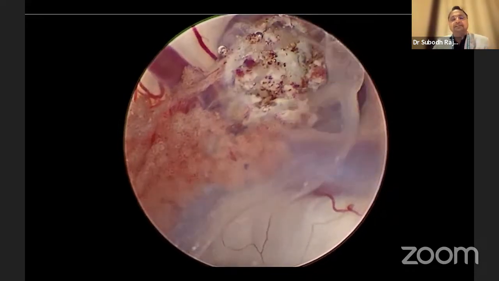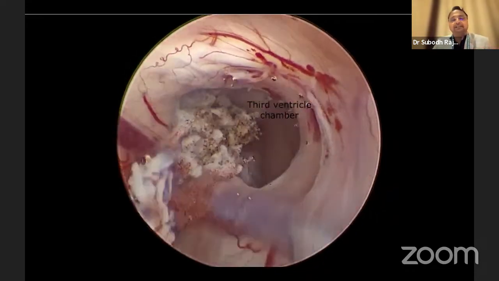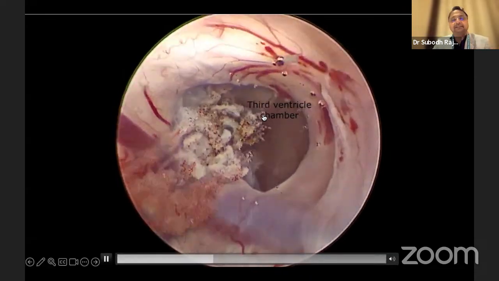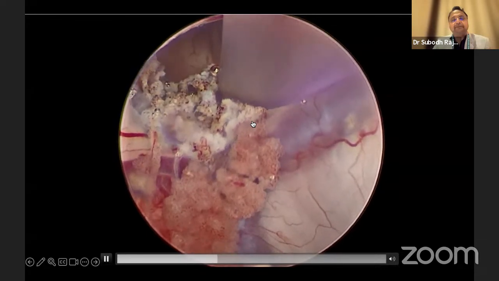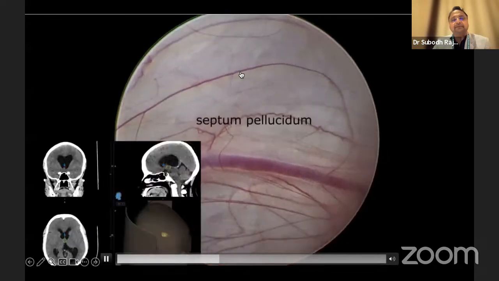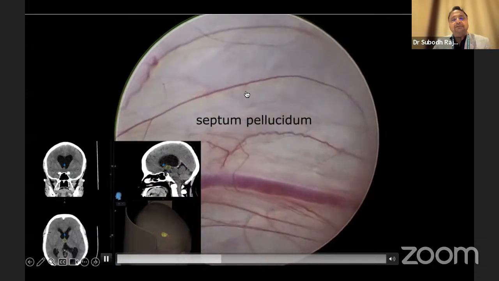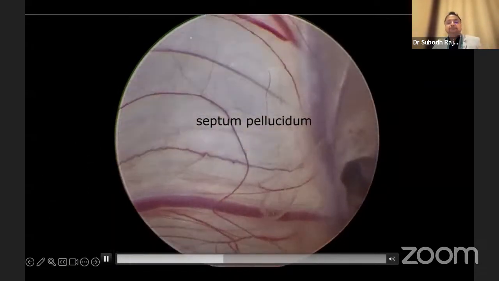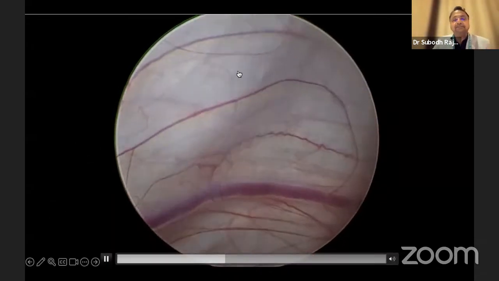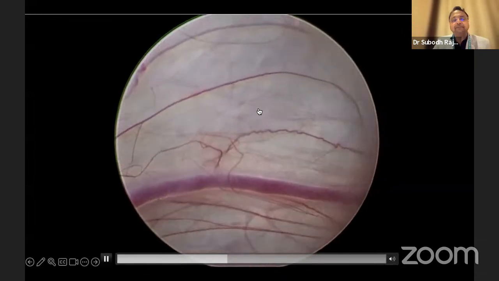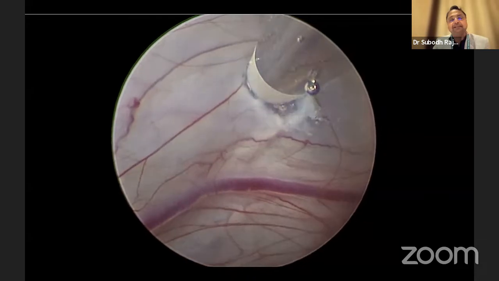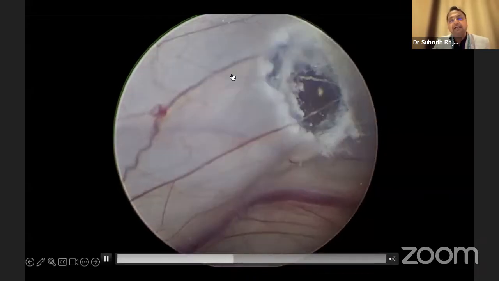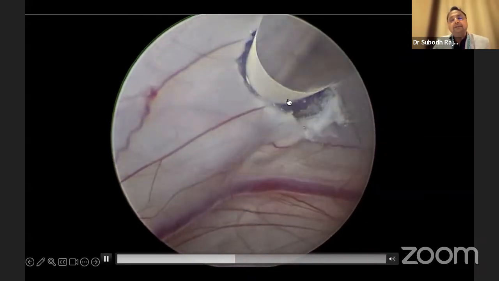It may appear that the cyst is collapsing. We have started seeing the third ventricle, but we were not very happy with the size of the cyst and the amount of content. So what we did was we opened up the septum before completing the cyst excision. We opened up the septum pellucidum, and we were not sure about the vasculature, because slight traction on that produced some bleeding. So I stopped there and opened up the septum pellucidum.